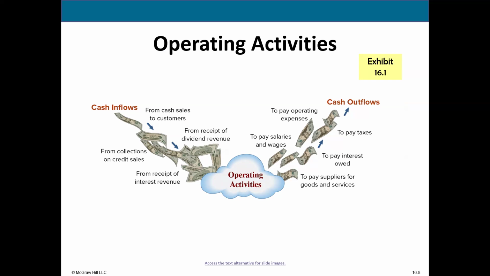Reasons why cash goes out of the business for operating activities: I got to pay my employees, I got to pay my accounts payable, I got to pay interest I owe, taxes I owe. All related to operations of the business. So cash coming in minus cash going out equals net cash flow for operating activities.